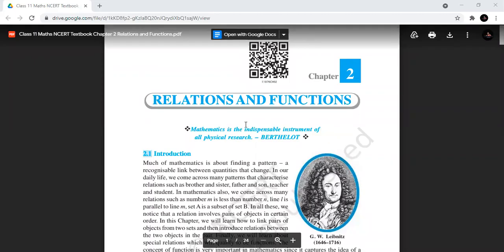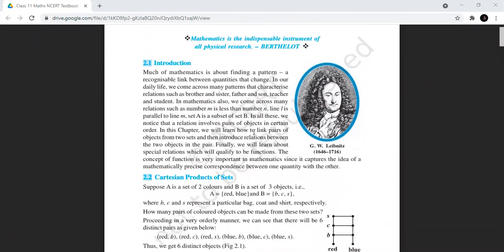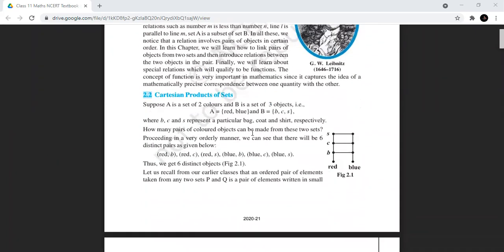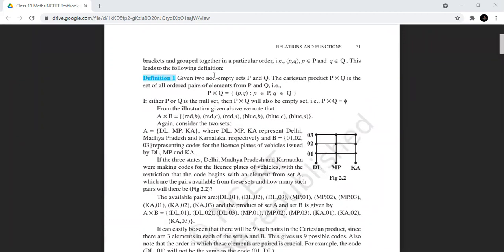Children, we have to start relations and functions, and for that, first you need to know how to find the Cartesian product of two sets. Okay, so sets we have already understood. Now, when we are finding what we call the Cartesian product of two sets, we get ordered pairs there, like it has been defined on this page here.